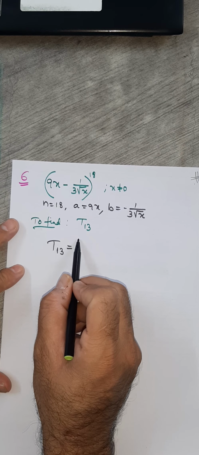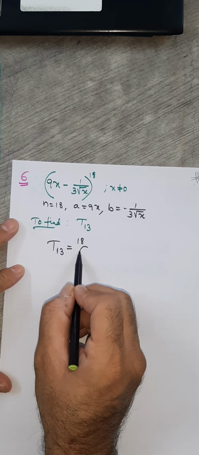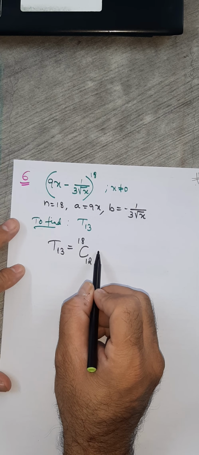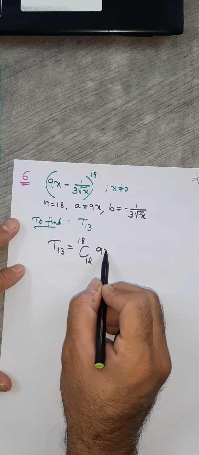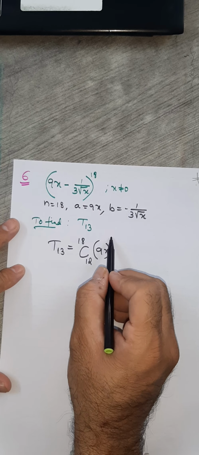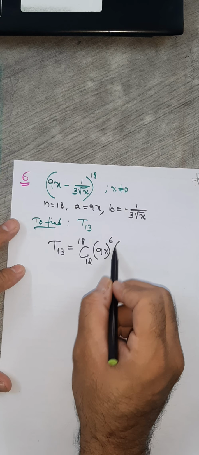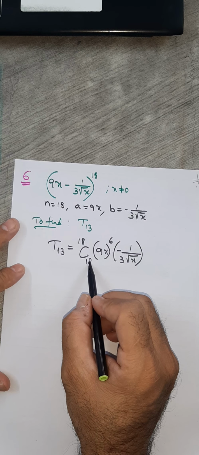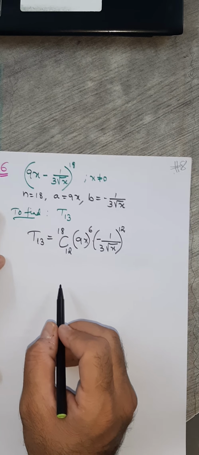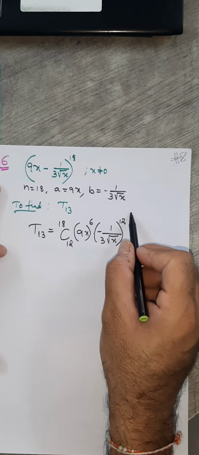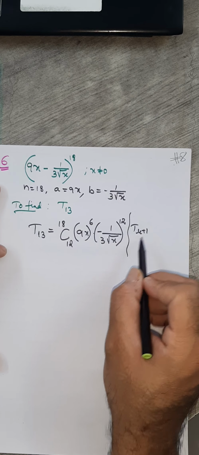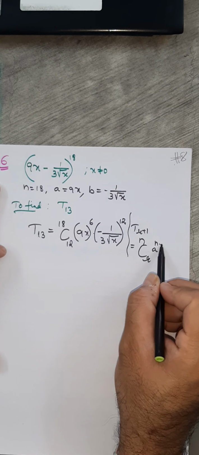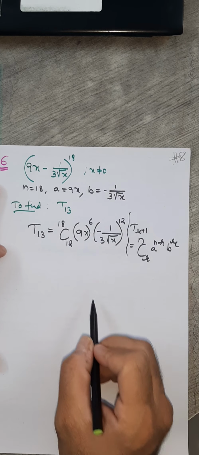You know it is nCr. n is 18 here, so 18C, 1 less, so here 12. a raised to, so a is 9x here, 18 minus 12, you know it is 6. b, what's b? Minus 1 upon 3 root x, the whole raised to this number, which is 12, remember. Just recall this, I've used this: T(r+1) equals nCr, 1 less, a raised to n minus r into b raised to r.